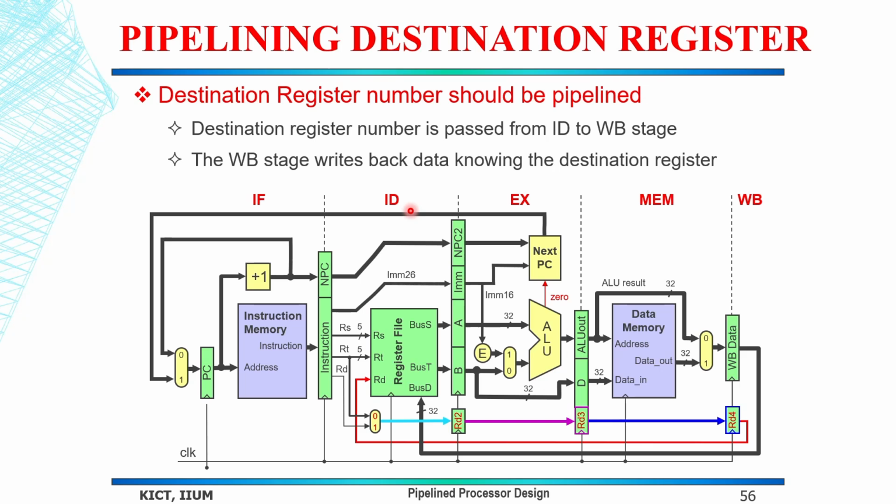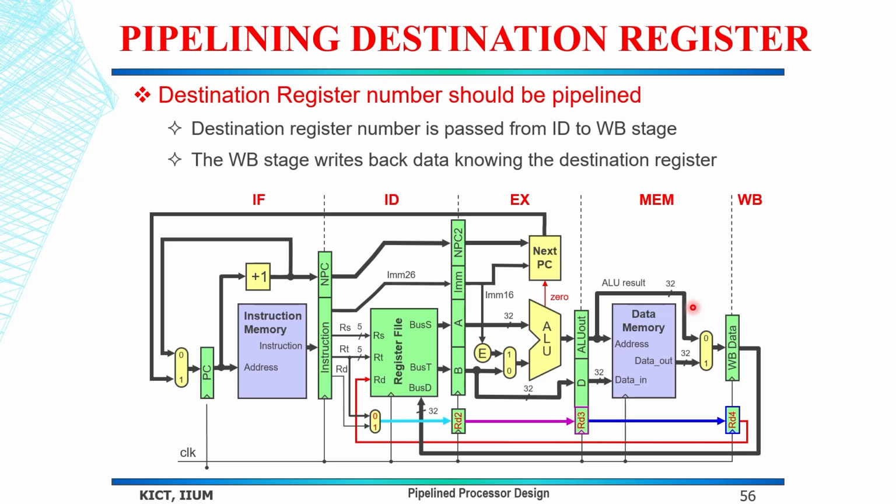You're already aware of the problem for which we have added this destination register through these pipeline registers. At this stage it should remember in which destination register it should write. So the rule states that the destination register number, whether it is RT or RD, should be saved and passed through the pipeline registers.